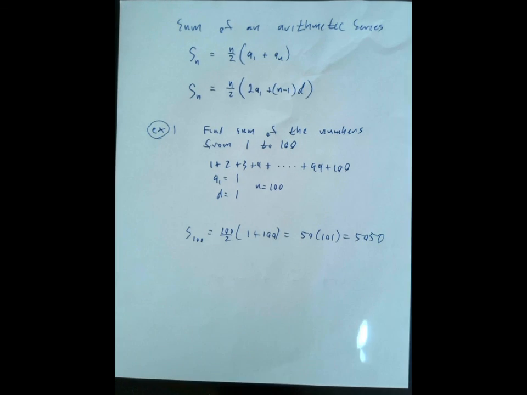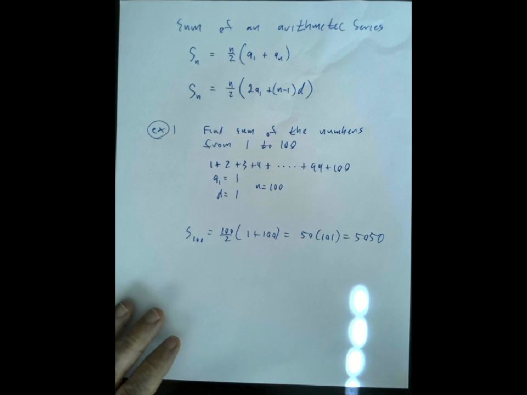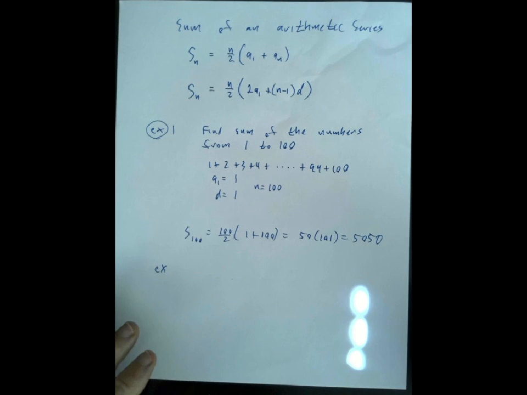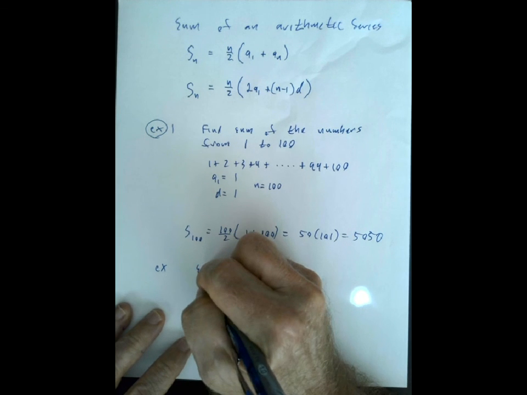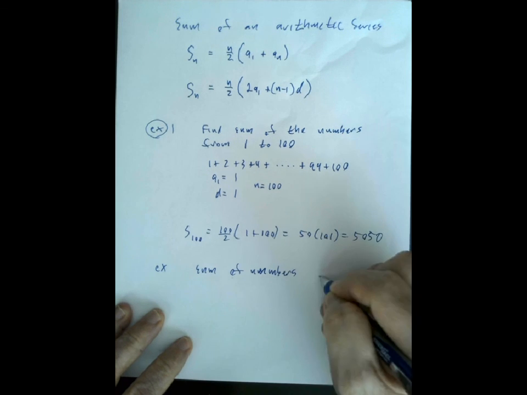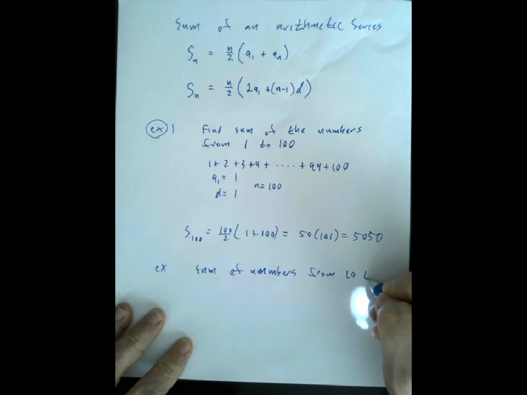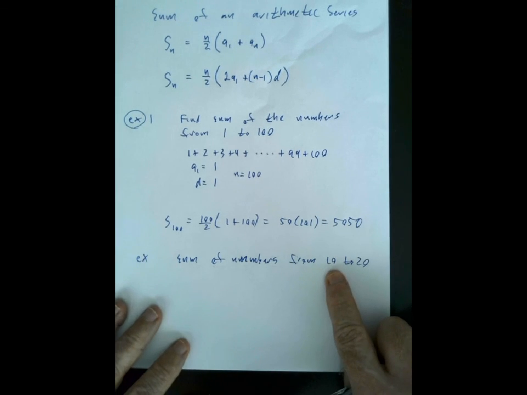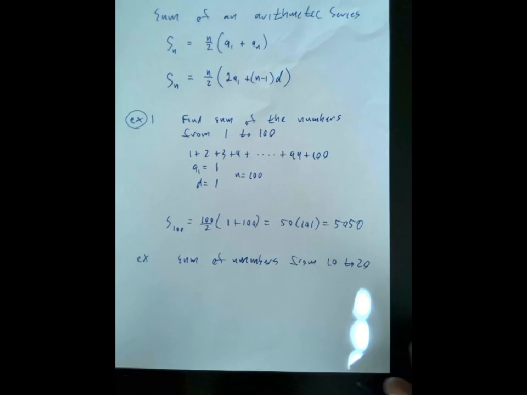Now on the other hand, example 2: if we wanted to add the numbers from 10 up to 20. The sum of numbers from 10 to 20. Well, the first term is 10, the last term is 20. So it's 10 plus 11 plus 12 plus 13 plus 14. So we just have to figure out how many numbers that is.